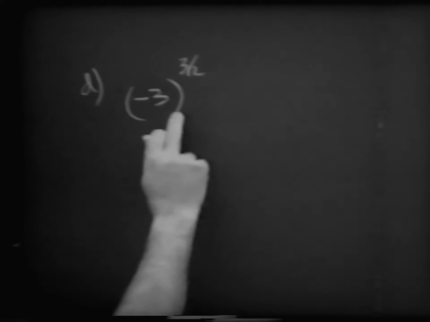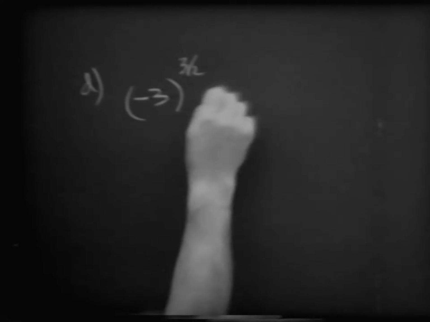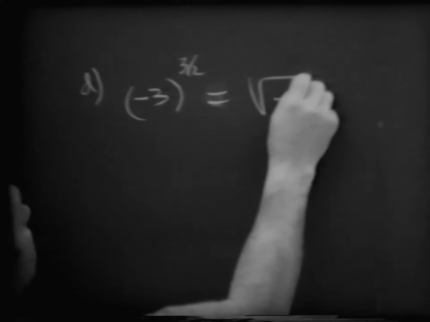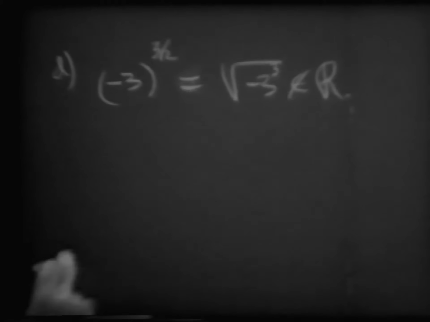Is that right? And I think then you've got difficulties again in which this would not be... Well, if we then were to say that this is equal to the square root of negative 3 cubed, this is not inside the set of real numbers. Is that right? It's not a real number.